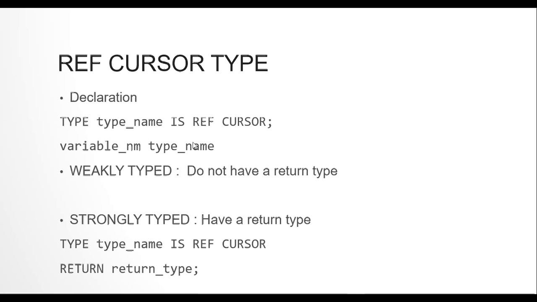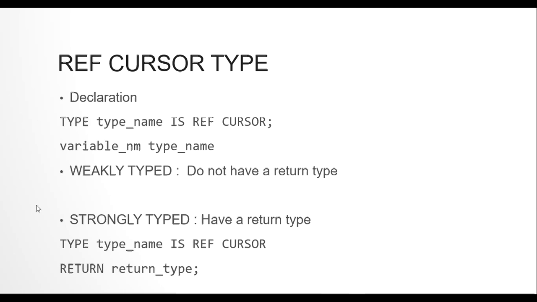We have two types of reference cursor available, weakly typed and strongly typed. When there is no specific return type for the reference cursor, it is weakly typed. But when you have a return type, then it is a strongly typed reference cursor. A reference cursor is dynamic in its definition. Say for a particular condition, you can have a reference cursor like select star from employees. For another, you can have select star from departments.